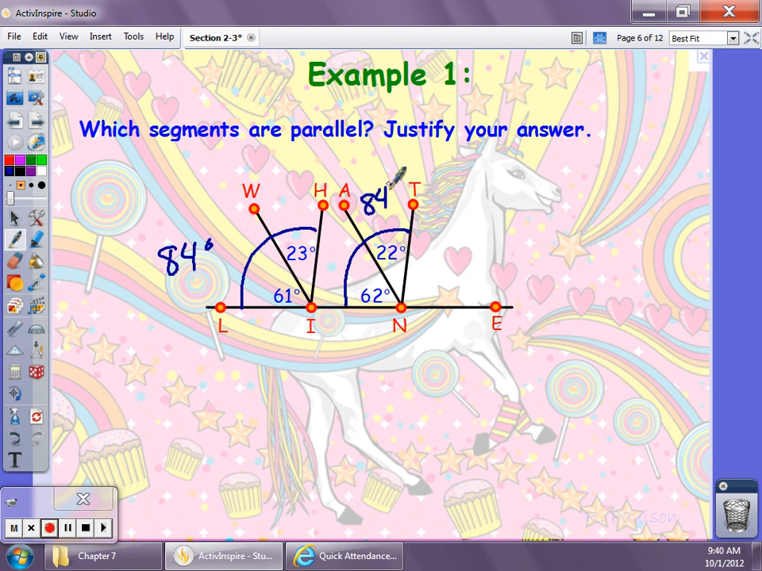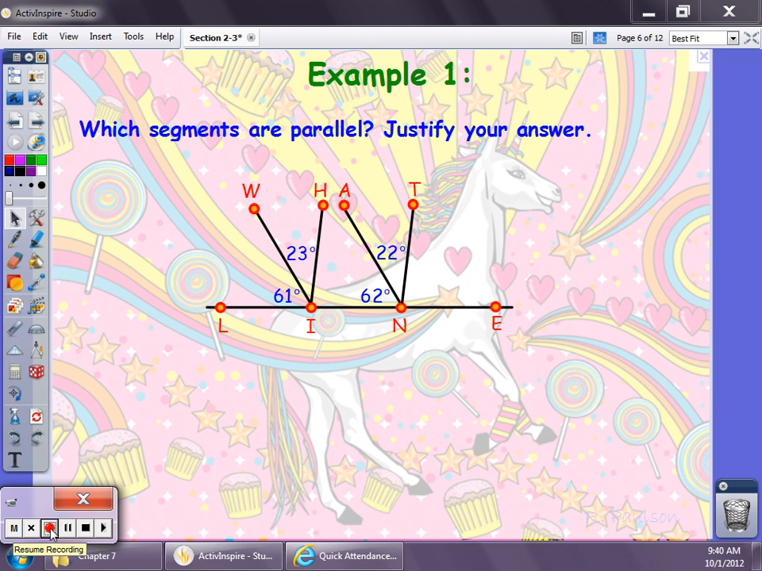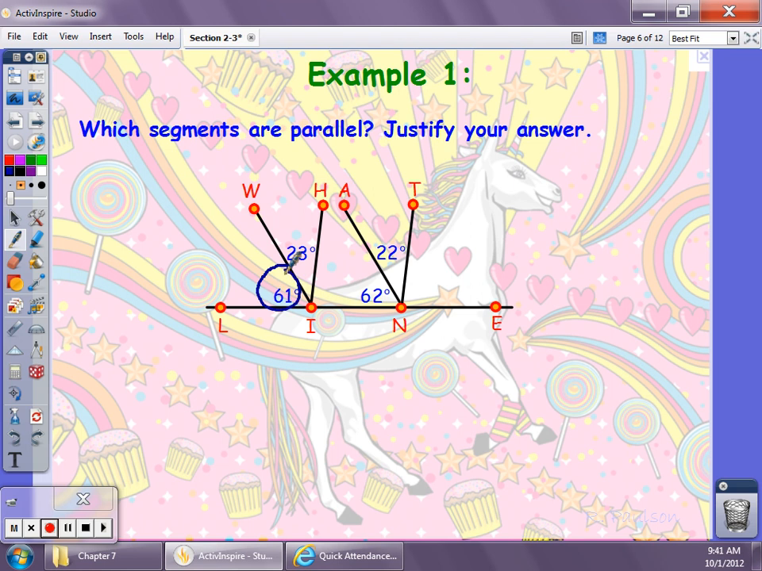So now we can conclude that segments HI and TN are parallel, since the measure of angle HIL and the measure of angle TNI are the same, therefore making them corresponding angles. If you try to prove that segment WI is parallel to AN, what you're going to notice is that the angle measure of WIL is 61 degrees, and that the angle measure of ANI is 62. Because these measures are not the same, even though they may be corresponding angles, they are not congruent. Therefore, we cannot conclude that segment WI is parallel to AN.